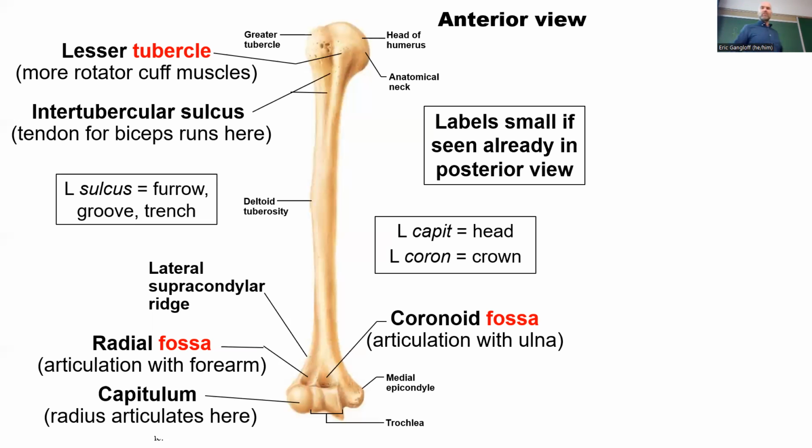So I'm going to talk about that elbow joint in a little more detail in a second. I just want to show you those features on the humerus. Let me pause there. I'll leave it there before I talk about the bones of the forearm. What questions do you have?